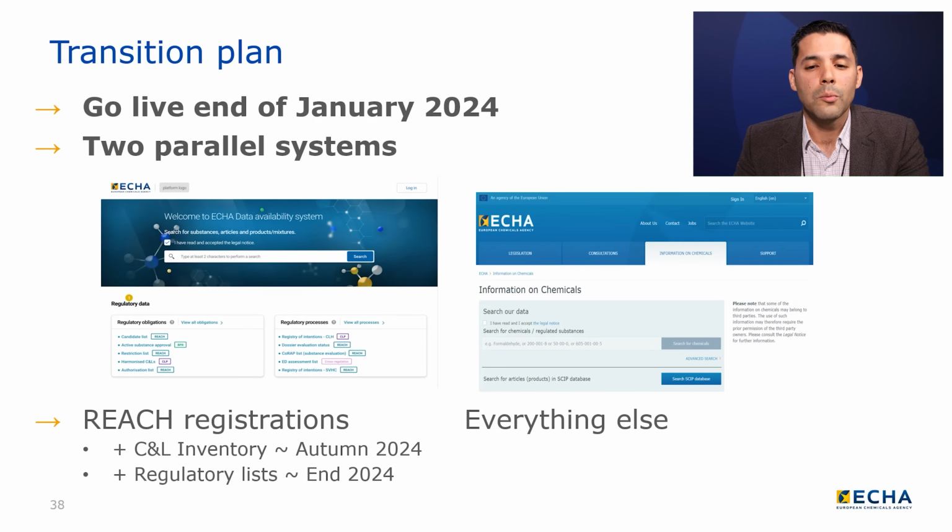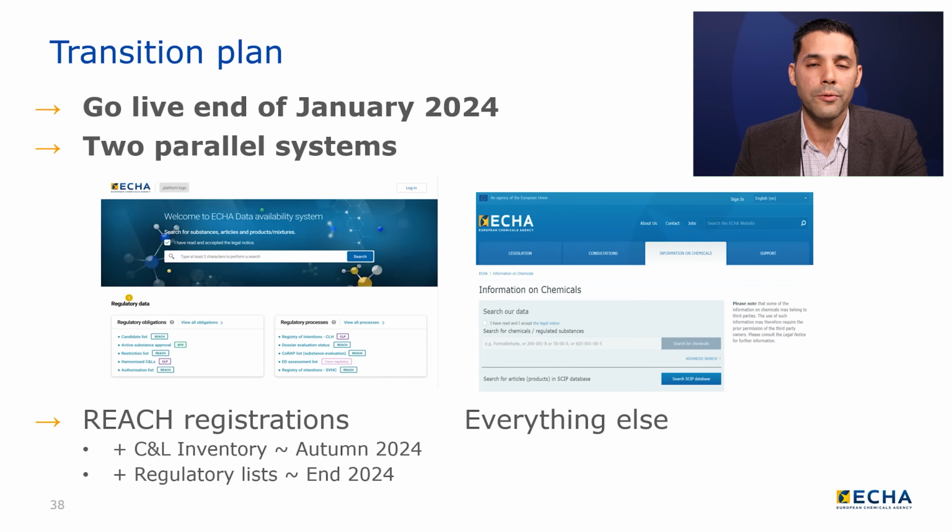The new data availability system will go live at the end of January 2024 with rich registration data. As of the end of January 2024, we will have two parallel systems. Due to the gradual transition and depending on your needs, you might need to check both websites, ECHA's website and the new data availability system website, for information. To facilitate your experience and access to data, we will provide redirection from current platforms to the new system through links. This means that rich dossier information will be in the new system, but CLP inventory and regulatory lists and processes remain in the old platform.